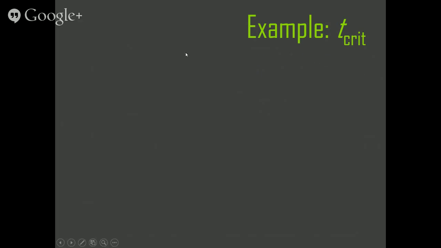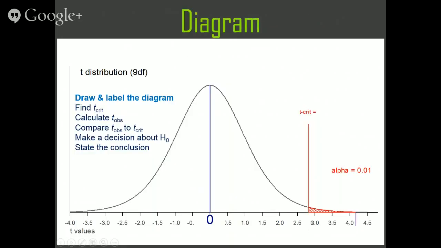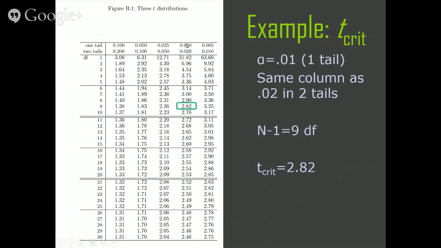So let's go forward and see why that works. Right here, if you have 2.82, it cuts off 0.01 in this tail. If you also had 2.82 down here, it would cut off another 0.01, and altogether your alpha would be 0.02. That's why you look things up in this column. It says 0.01 in one tail or 0.02 in 2 tails. It gives you the same t-values. So if you have a 2-tailed test, you use this. If a 1-tailed test, you use this. But you never have 2-tailed with alpha as 0.02. That's a little weird.